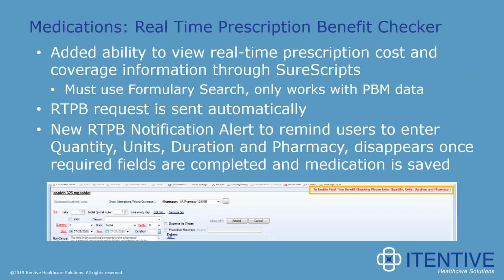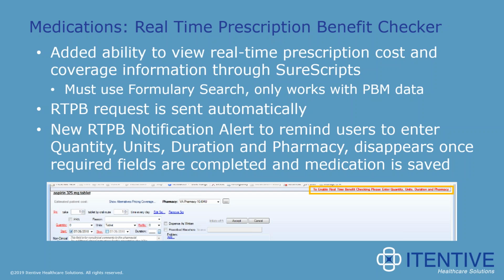NextGen also added the ability to view real-time prescription cost and coverage information at the point of care through SureScripts. So this is going to include estimated cost, alternative medication options, pharmacy types, and coverage details. Now you must use the formulary search, and it does only work with PBM data.